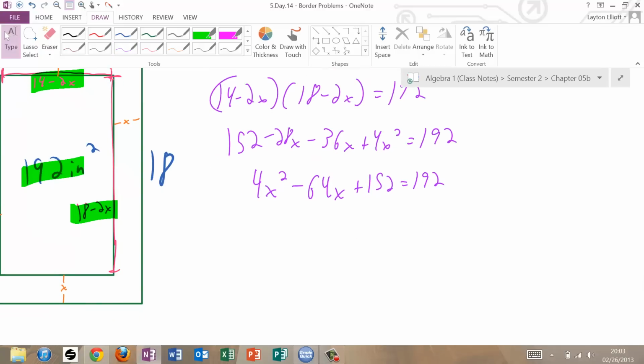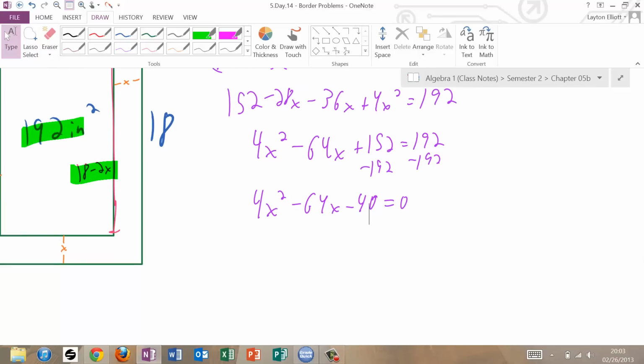Now, any time here, you can divide both sides by a 2 or even by a 4, I think. But let's just subtract the 192 first here. I have 4x squared minus 64x minus 40 is equal to 0. I'm going to go ahead and divide both sides by a 4. I can do that because the right side is 0. That just gives me x squared minus 16x minus 10 is equal to 0.